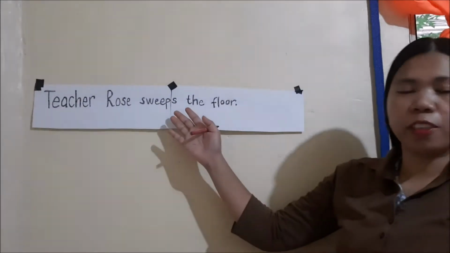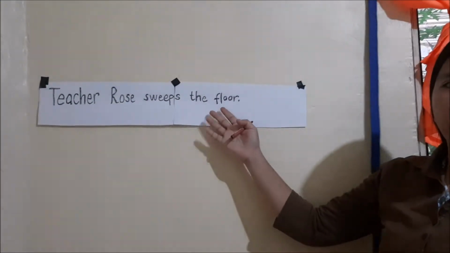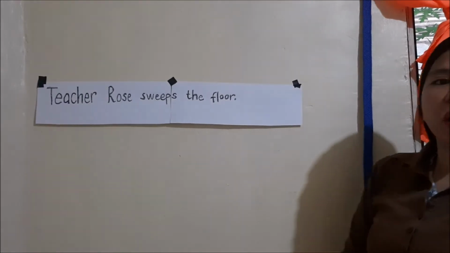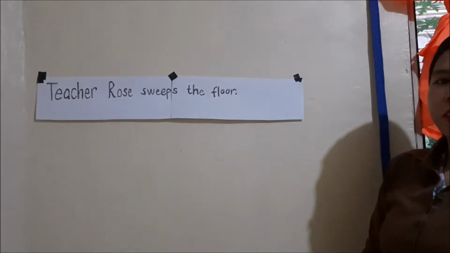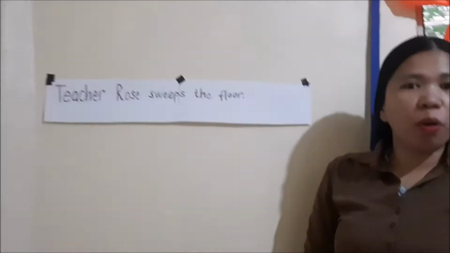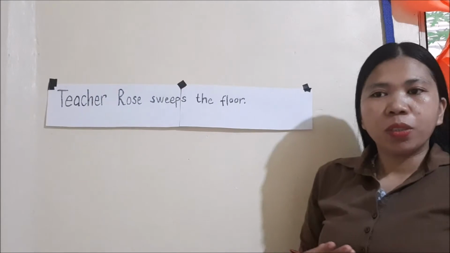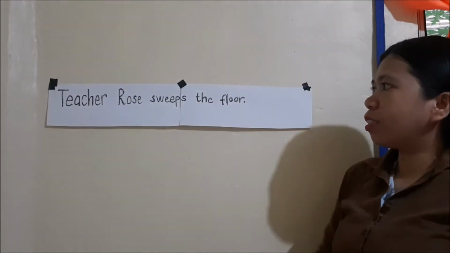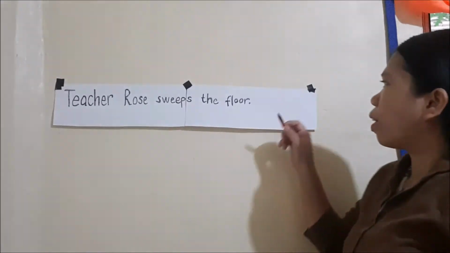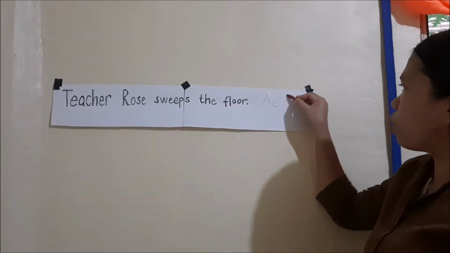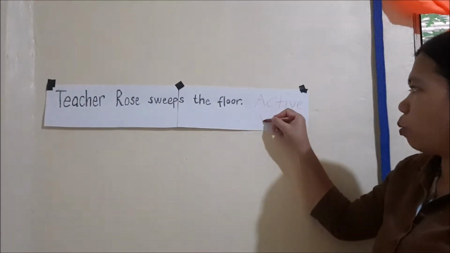We have here the first example: Teacher Rose sweeps the floor. As we know, there are two forms of sentences: the active voice and the passive voice. Which of these two forms is this given example? Okay, you're right. Active voice. So this sentence is in the active voice. Let's find out why.